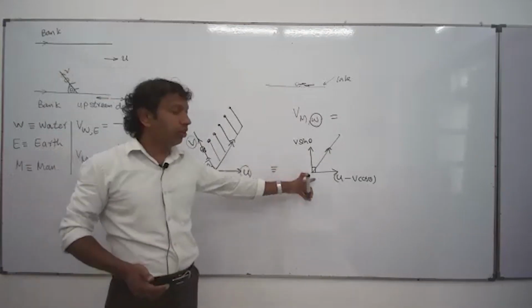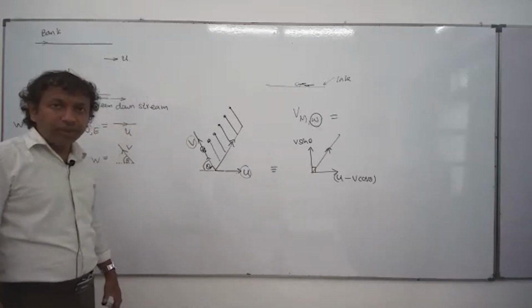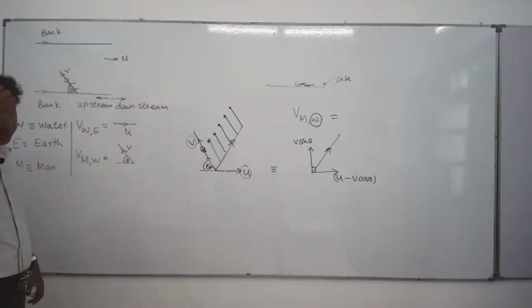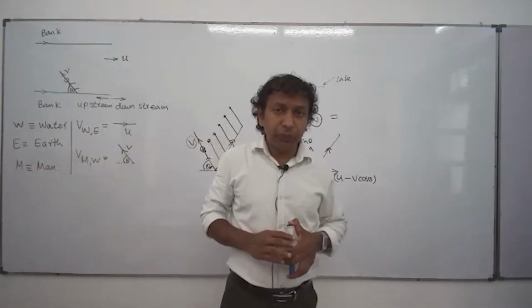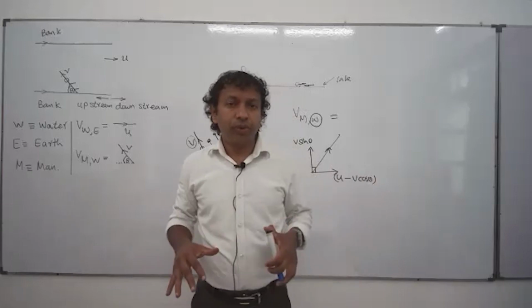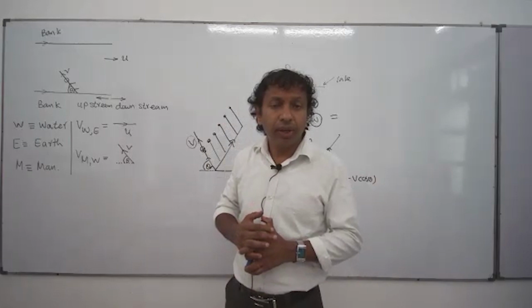Thereafter, using these two velocities, people, we can calculate many things. So in this case, we have to really understand that when this man swims, usually we are given the velocity of the man relative to the river.